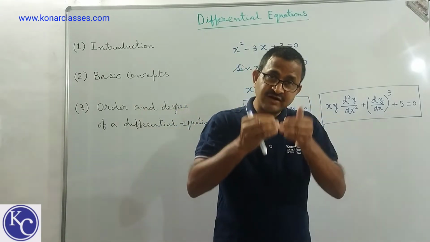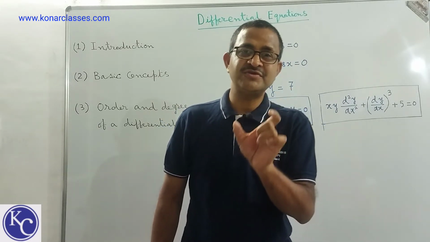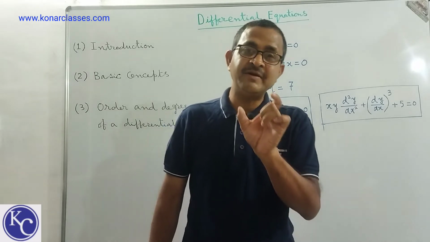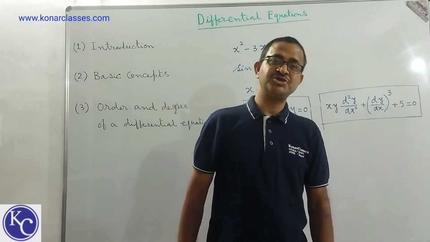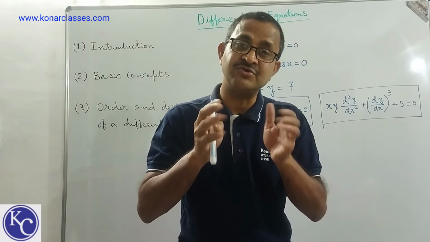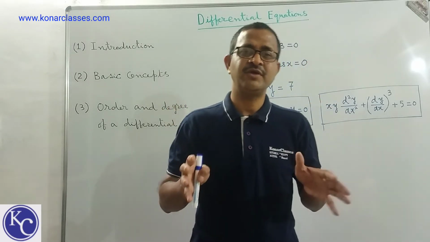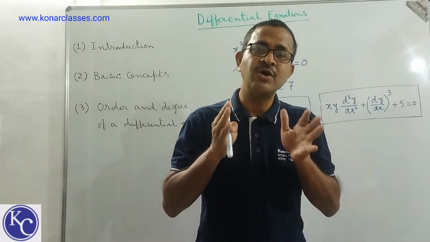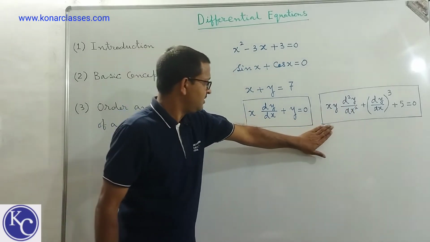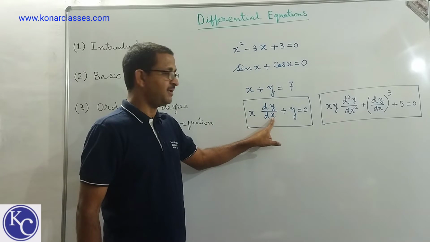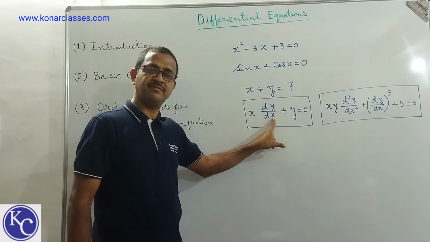Now, if we restrict the definition something like this, if an equation consists of the derivative of the dependent variable with respect to only one independent variable, that differential equation is known as an ordinary differential equation. So in our entire discussion, we are going to discuss only ordinary differential equations. These are all ordinary differential equations. Why? Because there is only one independent variable. These are the derivatives of the dependent variable with respect to only one independent variable.